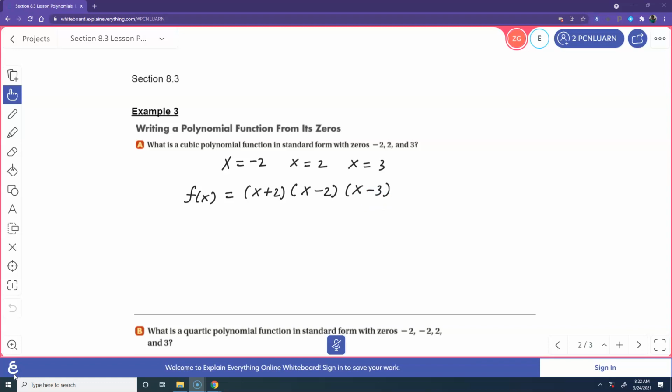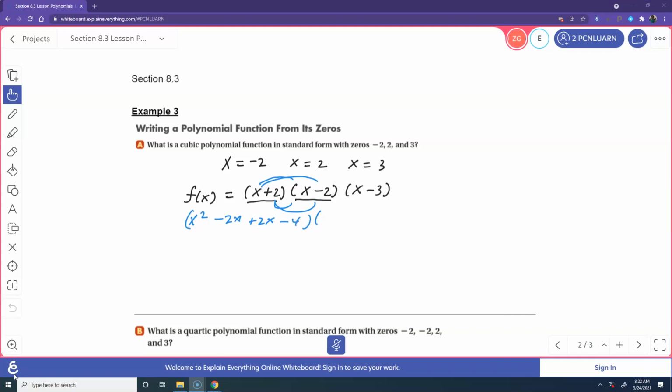Now we're going to multiply x plus 2 times x minus 2. So we have x times x, which gives you x squared. X times negative 2 gives you negative 2x. 2 times x gives you positive 2x. And 2 times negative 2 gives you negative 4.